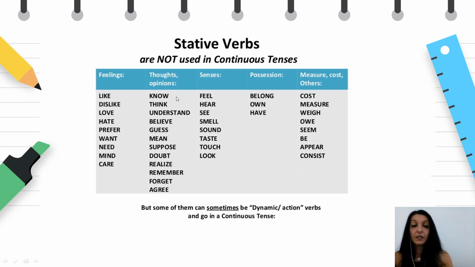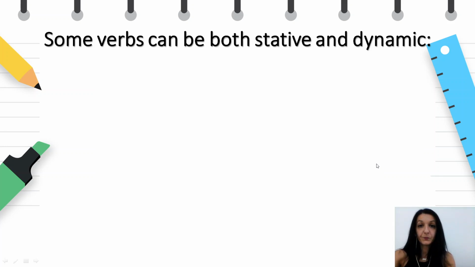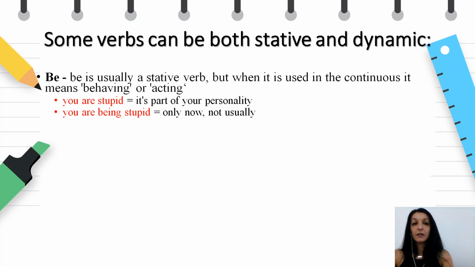Thoughts and opinions: know, think, understand, believe, guess, mean, etc. Senses: feel, hear, see, smell, sound, taste, touch, look. Possession: belong, own, have. Measure, cost, and others: cost, measure, weigh, owe, seem, be, appear, consist. Well, I'll give you here 5 verbs that can be used as both stative and dynamic, with examples, of course.